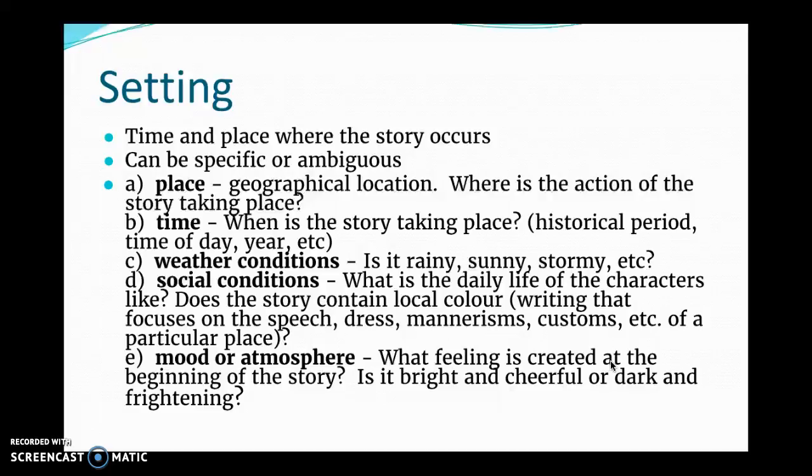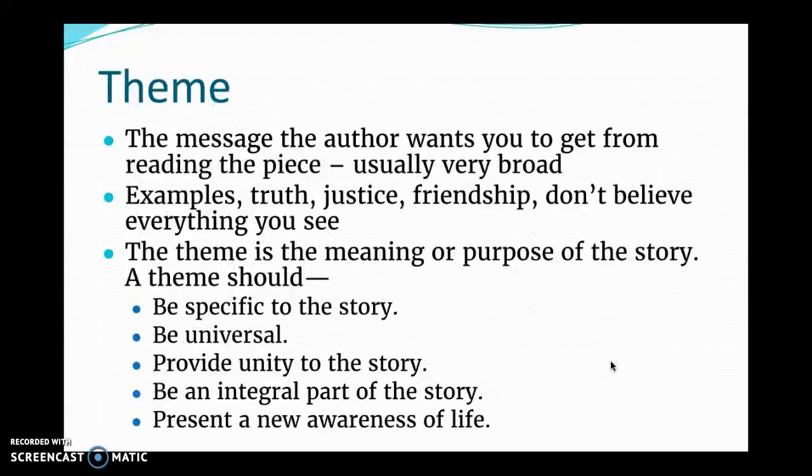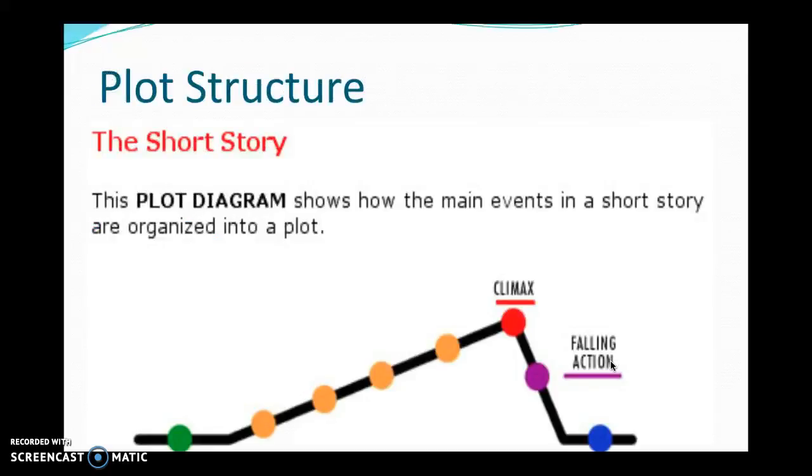So those are the 5 elements of a short story, and I'm going to go back to plot structure. As a reminder, you will have to draw this plot structure, label with exposition, rising action, climax, falling action, and resolution, be able to define all of those and give an example.